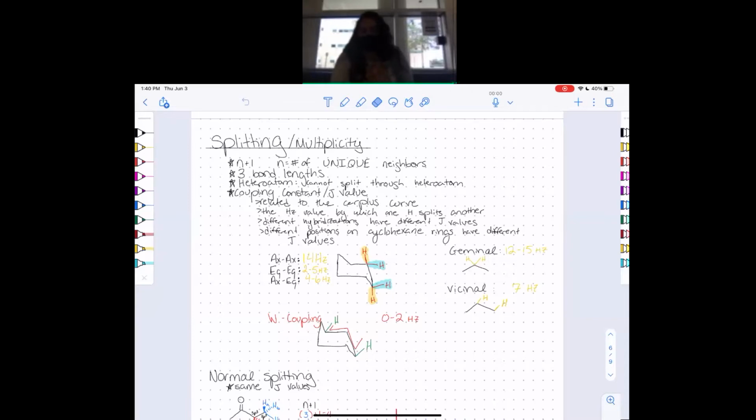And that's written here, but I'll repeat it one more time. For the purposes of this class only, you will have different J values when you have different hybridizations or when you have different positions on the ring. For example, we said that axial-axial versus equatorial-equatorial, we are going to have different J values based on which direction the hydrogens are pointing.